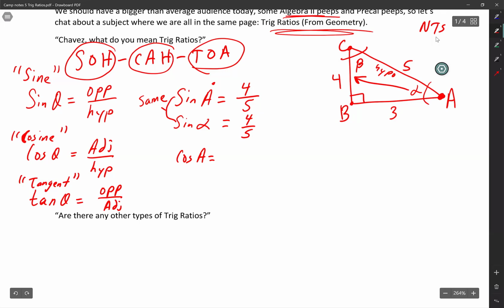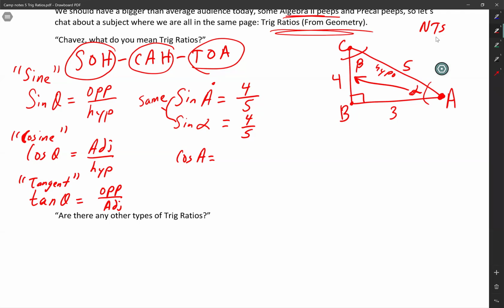Cosine of A, it says here it's adjacent. Adjacent just means, well, you guys are pretty bright, take it to the next door room, right? If you were to give your little brother or little sister a chocolate chip cookie and say, take this cookie to the adjacent room, he's going to figure out that adjacent means next door. So what's next door to this alpha here, or angle A?